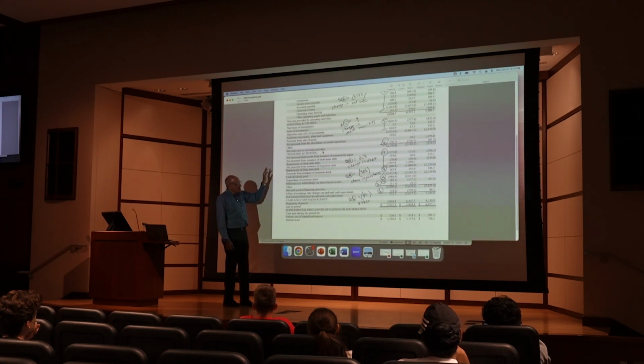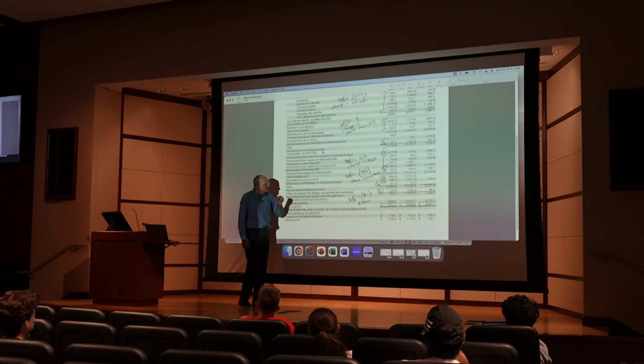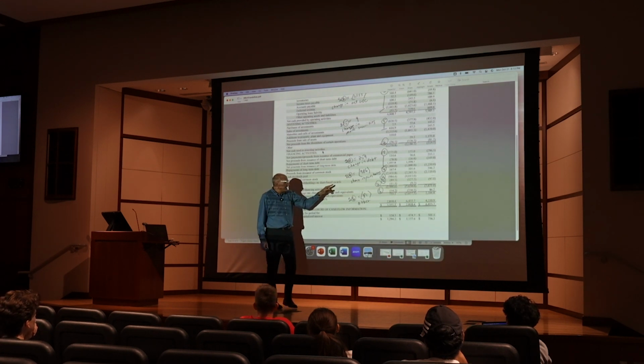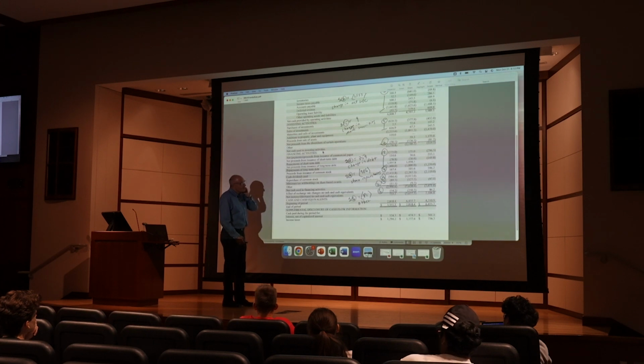Then they did a bunch of stock activity. Proceeds from issuance of common stock, repurchases of common stock, and minimum tax withholdings on share-based awards. We sum these up, share repurchases minus 906, okay?